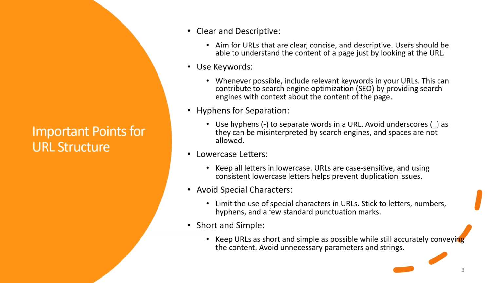Hyphens for separation. Use hyphens to separate words in URLs if you can. Avoid underscores as they can be misinterpreted by search engines, and spaces are not allowed. If you need to separate words, usually we can use something called camel case, where the first letter of the word is capitalized, but that doesn't oftentimes work. So use hyphens to separate the words if need be. Most of the time people just squish everything together, and that's just how it works. But if you want to make it look a little bit nicer, you can use hyphens for separation.